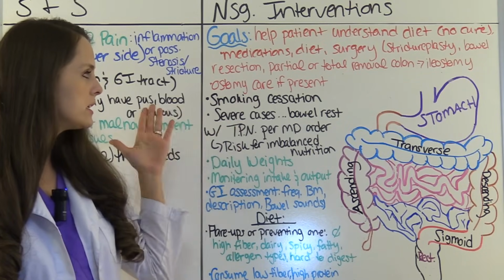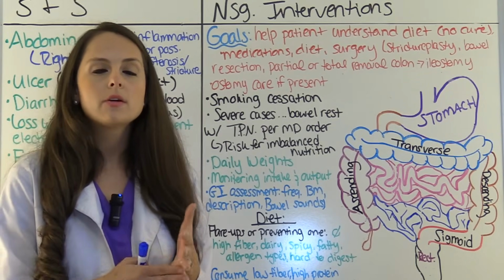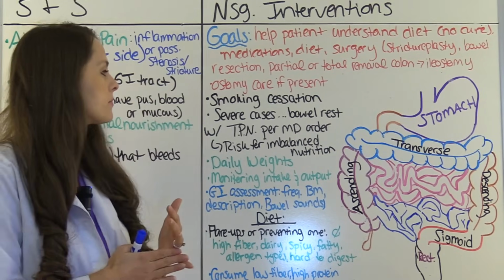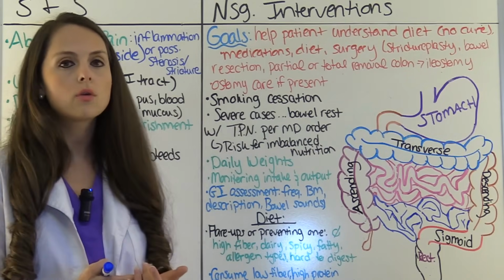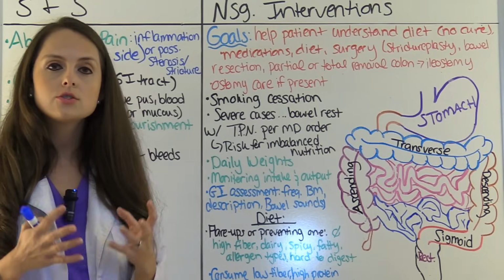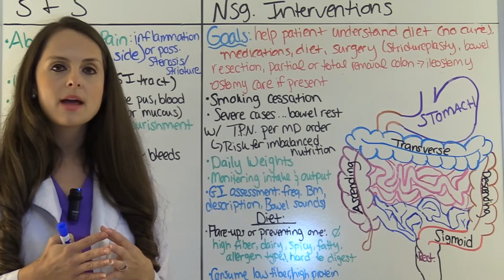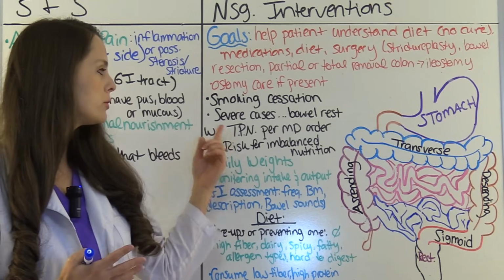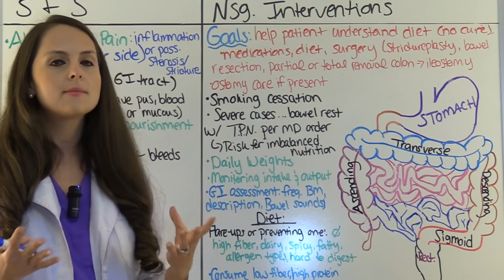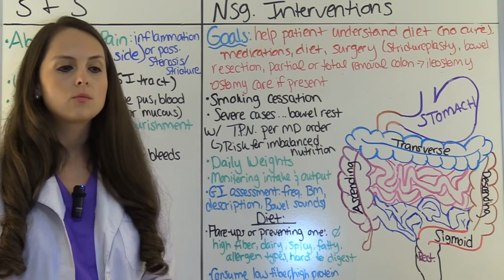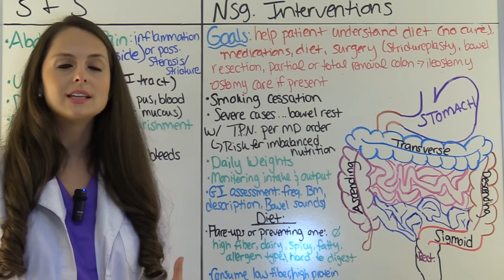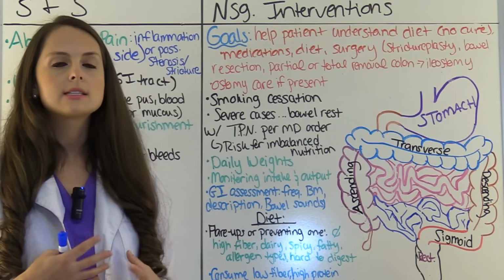And other things you want to be doing is teaching your patient about smoking cessation, because smoking makes Crohn's disease worse. It makes the inflammation worse. Patients who have severe cases of Crohn's disease, the physician may order complete bowel rest where nothing enters into the GI tract. Instead, they may be prescribed what's called total parenteral nutrition, which is called TPN. And as a nurse, you'll be responsible for hanging the bag of that. It will enter through the bloodstream, usually through a central line, and the patient will get the nutrients they need with that.